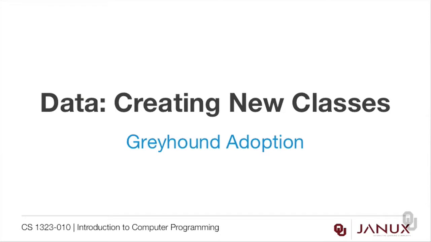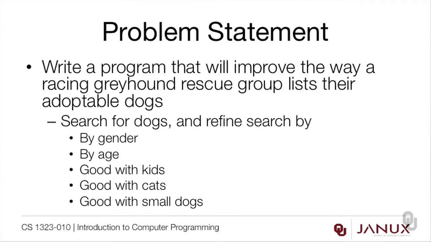Let's continue our study of creating new classes by considering something that's near and dear to my heart, and that's Greyhound adoption. So here's the problem statement. Let's write a program that will improve the way that racing Greyhound rescue groups list their adoptable dogs. This would allow people to search for dogs and refine their search by considering gender, age, whether the dog is good with kids, cats, and small dogs. These are issues that come up particularly with greyhounds.